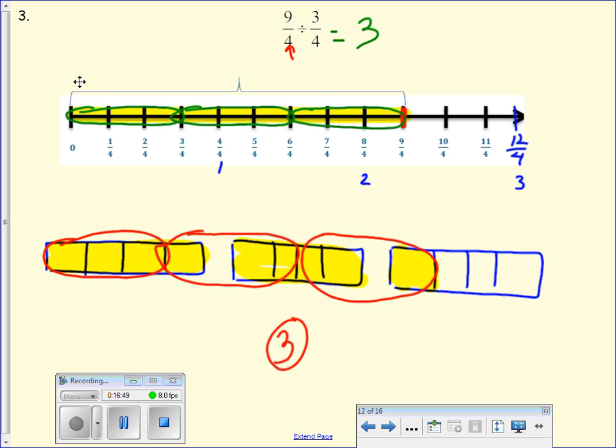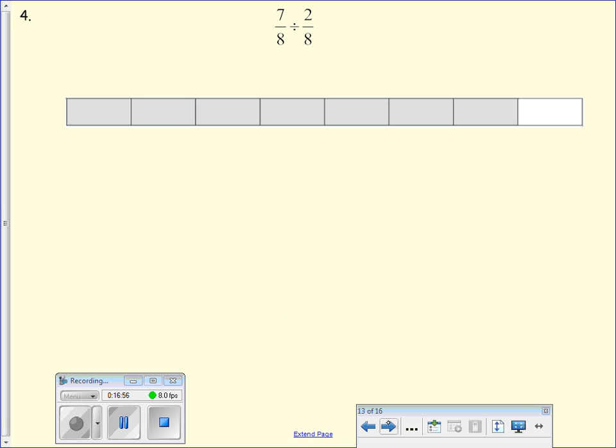Any questions on this? I mean, people are still copying, so I'll pause. All right, let's look at the next one because I have to answer this young lady's question. All right, 7/8 divided by 2/8. Go, draw your tape diagram. Draw your 7/8.